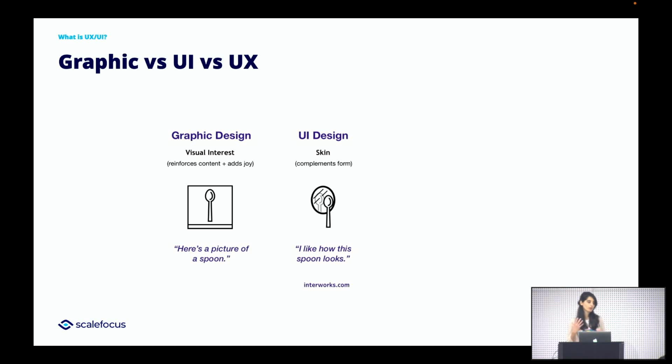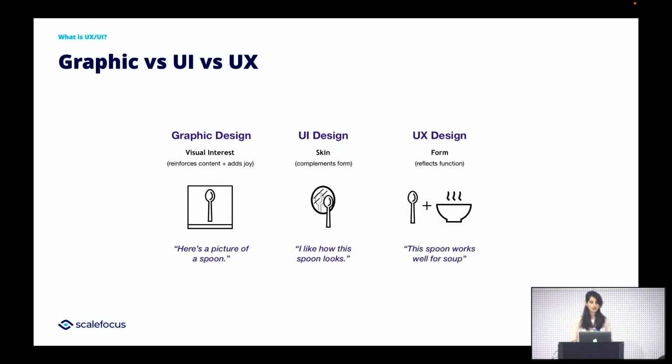If you want to represent the spoon as a user interface element, then it has its form, it complements it, and you know you can put it into some use. So it's a physical form of it. And then if you want to add the UX part of it, then you know you could use that spoon and it would reflect the function of eating a soup with it. So the spoon will actually work.